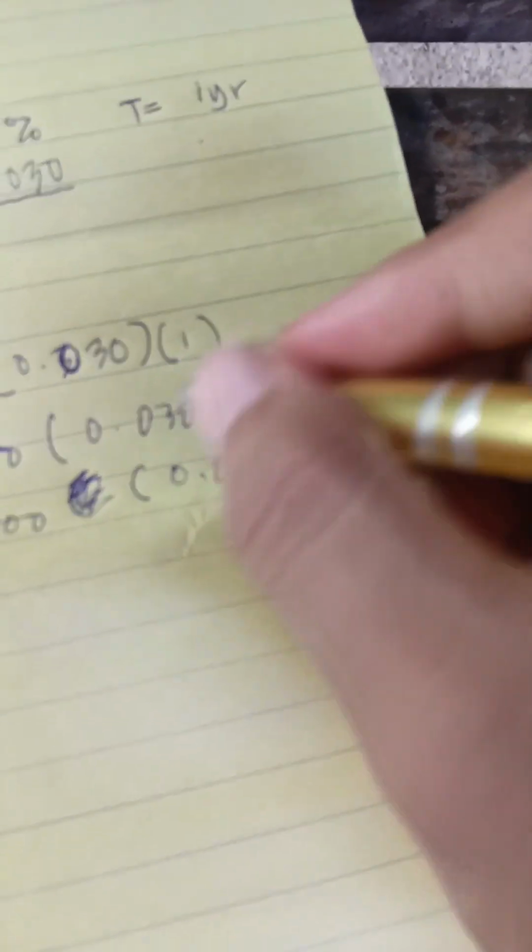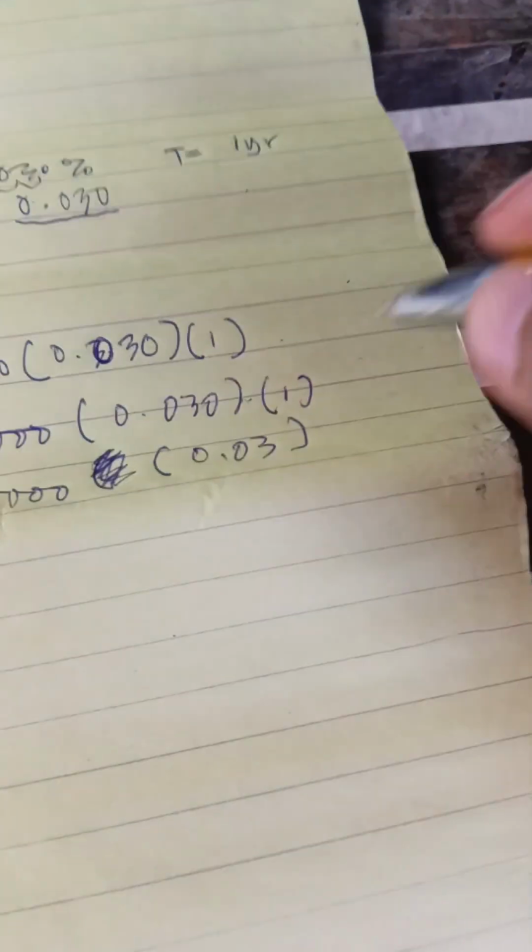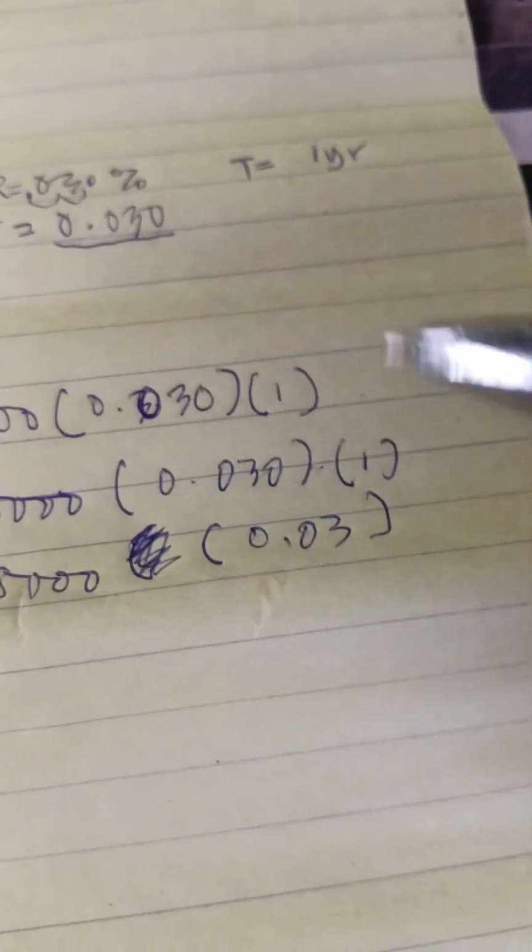0.30 times 1 is equal to 0.30. I equals 5,000 times 0.30. Since the trailing 0 is nothing, we don't really need to put it anyway. So after multiplying 0.30 times 1, we have 0.3, and the next thing we need to do is multiply both.